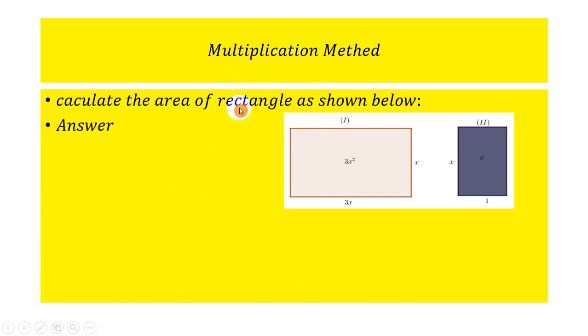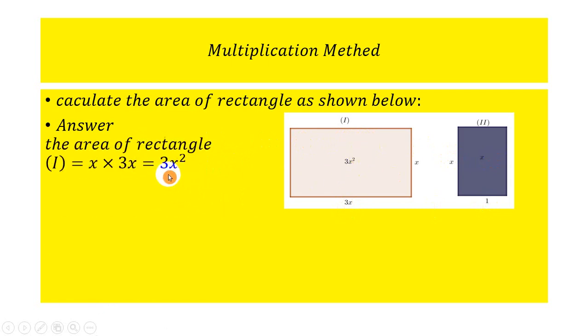Calculate the area of the rectangle as shown below. Picture 1: the area is 3h squared, the width is h and the length is 3h. Picture 2: the length equals h and the width equals 1. We can calculate picture 1 and picture 2.